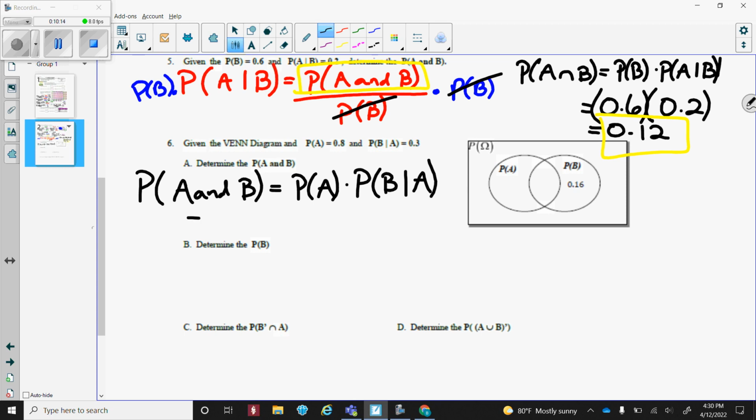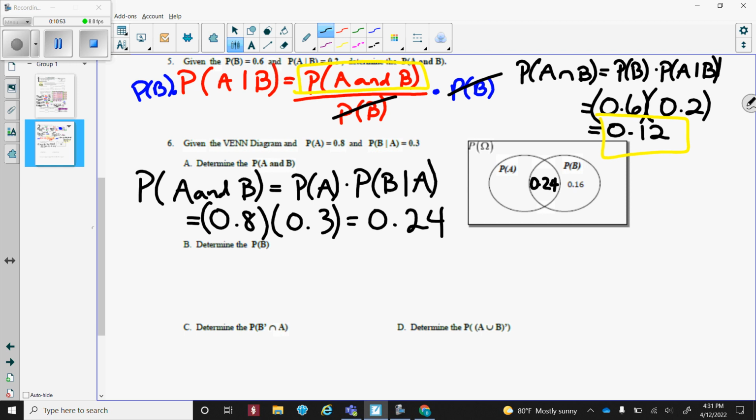This is what we're going to plug our numbers into. Plug in your probability of A, we have 0.8. Plug in your probability for B given A, we have 0.3. And when I simplify 0.8 times 0.3, I'm going to get 0.24. So now that I know that the probability of A and B is 0.24, I can actually write that on my Venn diagram. I can plug that in right in the middle because it's in both of them. It can go in that middle slot.